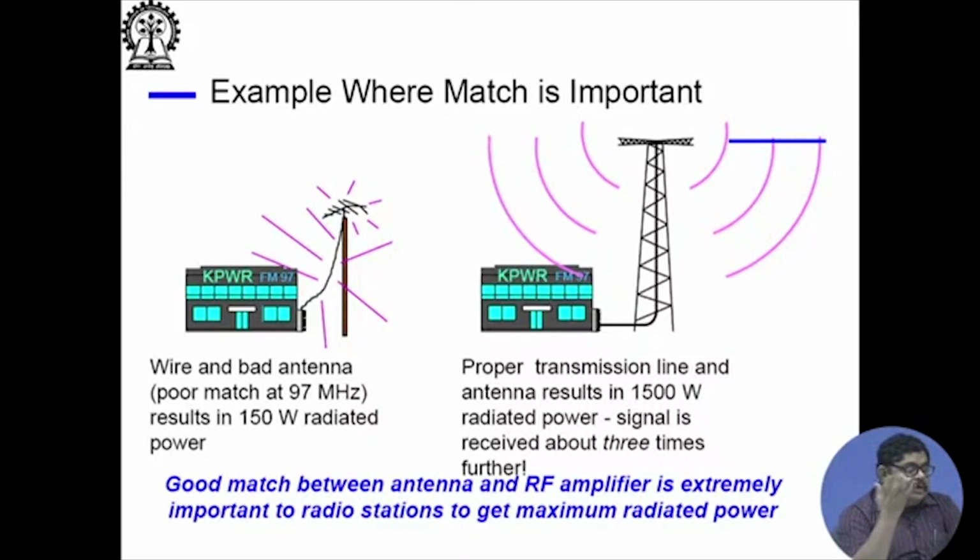So, the signal is received about 3 times further. That means if previously it was 40 kilometer, now you can go 120 kilometer. So, good match between antenna and RF amplifier is extremely important to radio stations to get maximum radiated power.